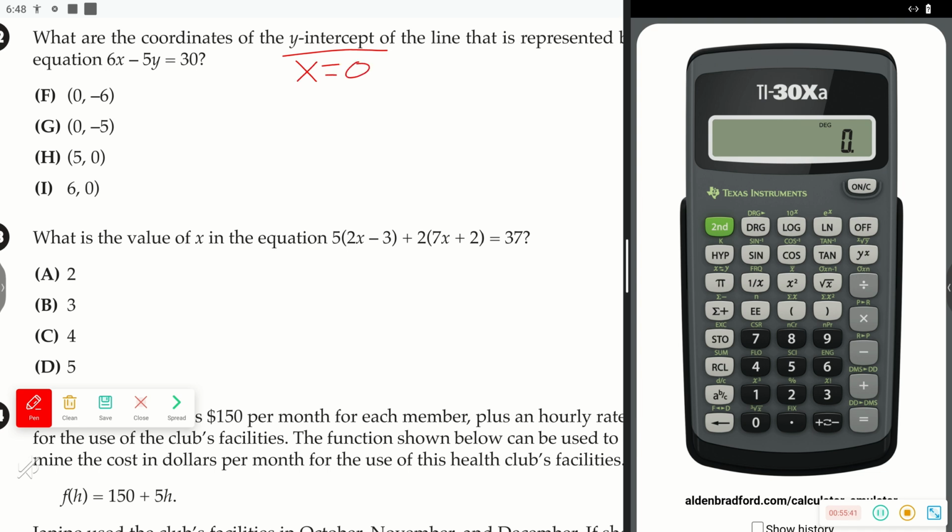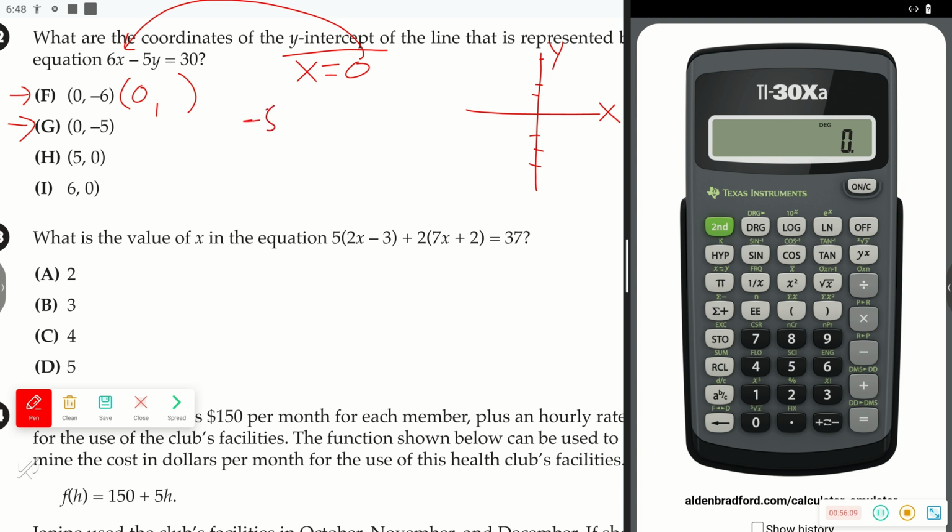When x equals 0, remember this is x, this is y, you're going to find some value of y. So all we have to do is plug a 0 in for x and solve for y. And then in our final ordered pair, the x is going to be 0. So by default, we already know the answer is going to be one of these two.